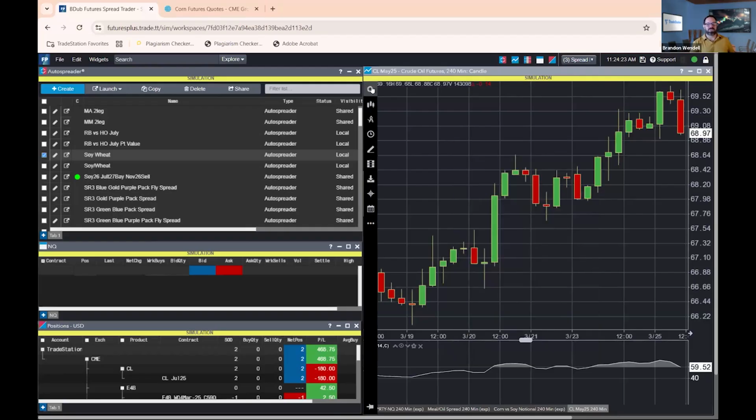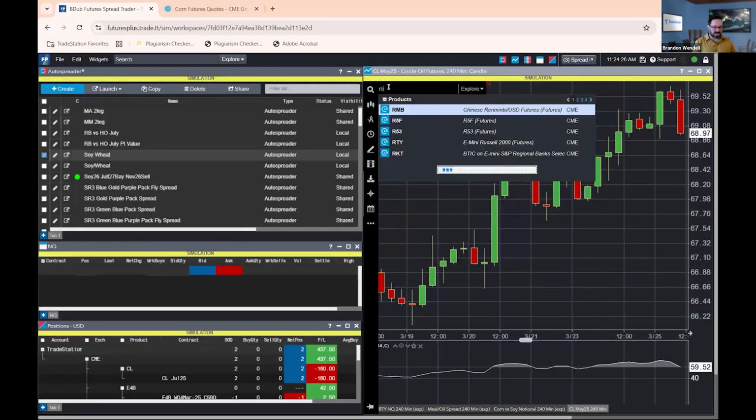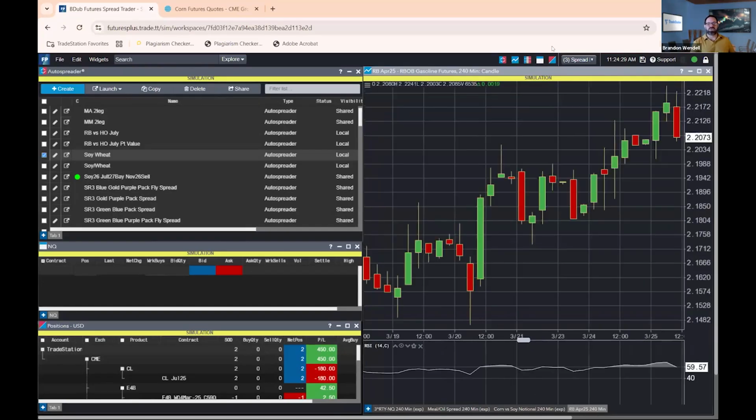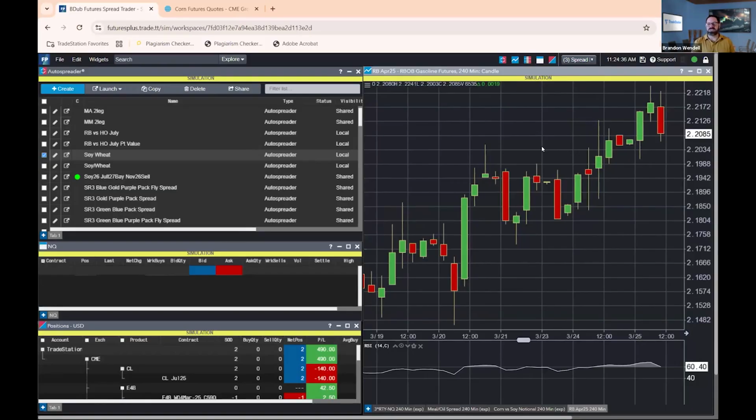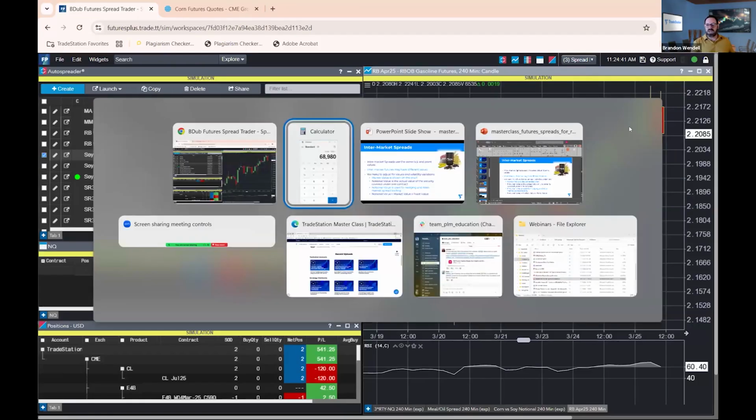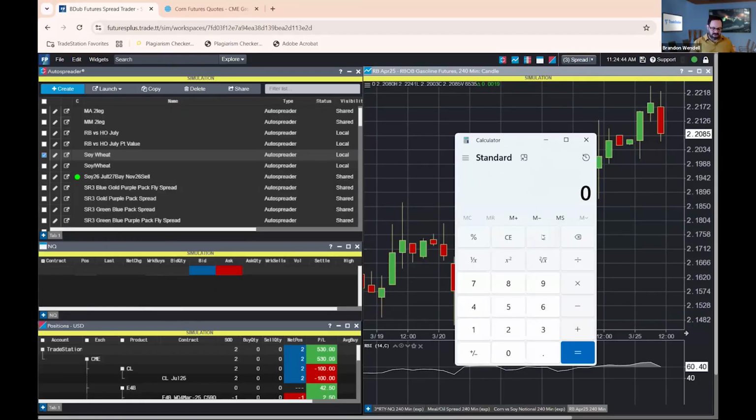Again, if I were to take a look at a different security, say gasoline, as I was mentioning earlier, this, by the way, is TradeStation FuturesPlus. If you have never seen it before, it is the platform TradeStation uses for futures options and futures spreads.